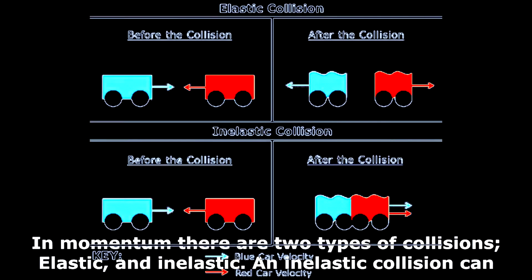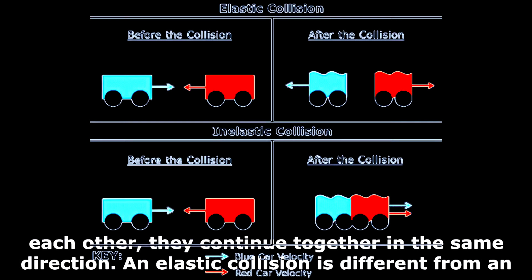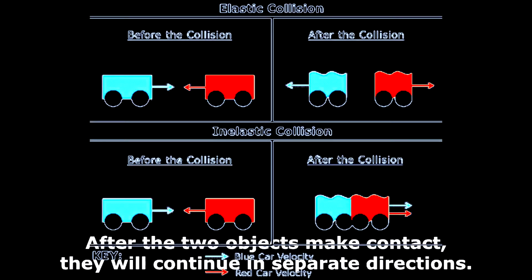In momentum, there are two types of collisions, elastic and inelastic. An inelastic collision can cause deformation, energy lost through heat, and the objects can lose some of their shape. When the two objects hit each other, they continue together in the same direction. An elastic collision is different from an inelastic collision because there is no deformation or energy loss, and both objects retain their shape. After the two objects make contact, they will continue in separate directions.